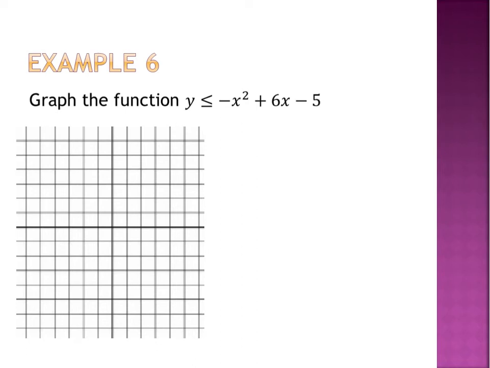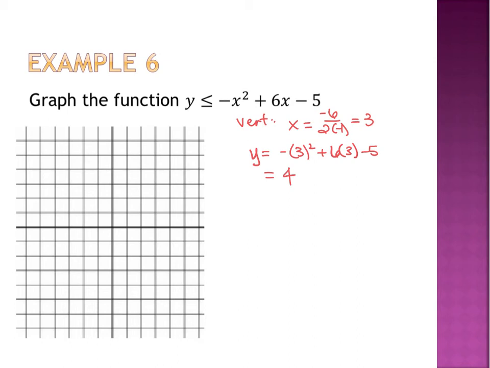So our last example for today, we're going to graph y is less than or equal to a negative x squared plus 6x minus 5. Again, I'm going to find that vertex, and I have x is equal to the opposite of b, which in this case is a negative 6, divided by 2 times a, or a negative 1. So this is going to give me a positive 3. And if I plug in 3, I have y equals a negative 3 squared plus 6 times 3 minus 5. And when I simplify all this, I end up with a positive 4.